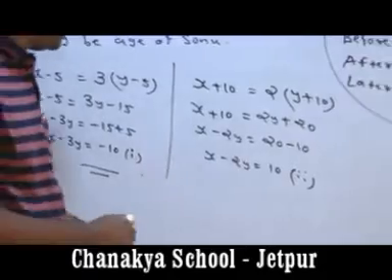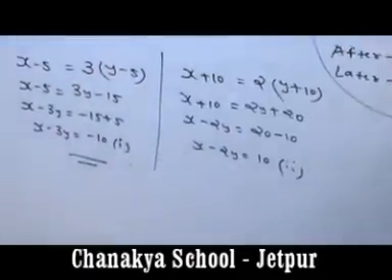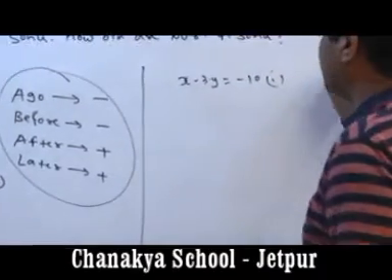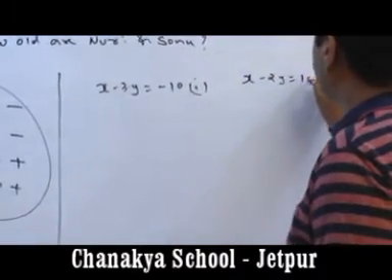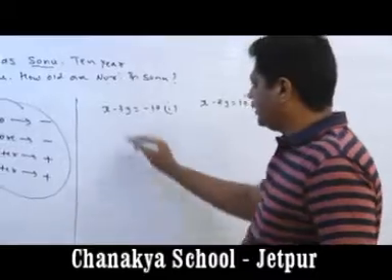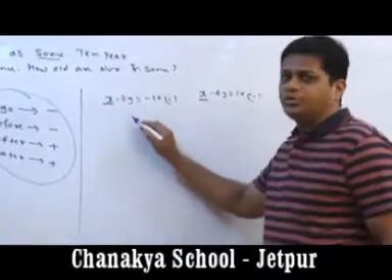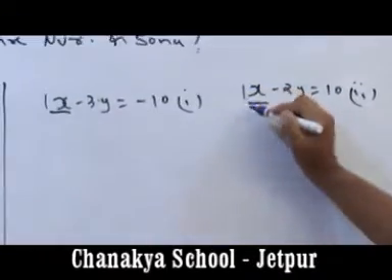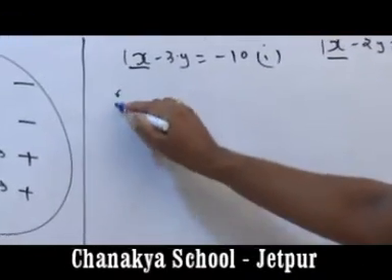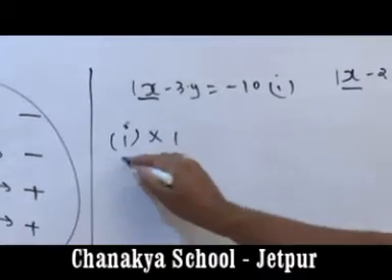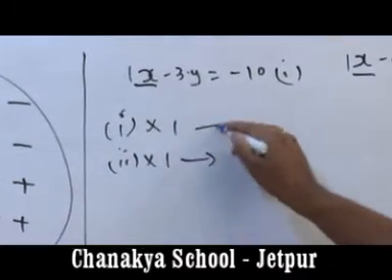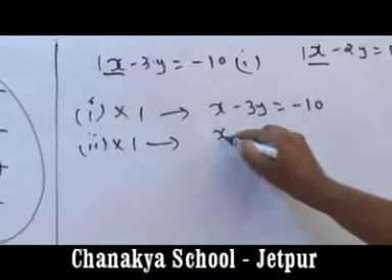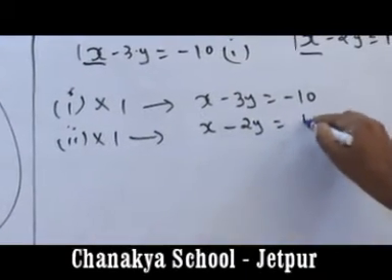Okay students, now first equation is x minus 3y equal to minus 10. Second equation is x minus 2y equal to 10. Underlining the terms containing x, both the coefficients are 1. Here coefficient of x is 1, also in second equation coefficient of x is 1. So there is no need to multiply. Then also if we wish, then we can multiply with 1. That is rewriting x minus 3y equal to minus 10, x minus 2y equal to 10.